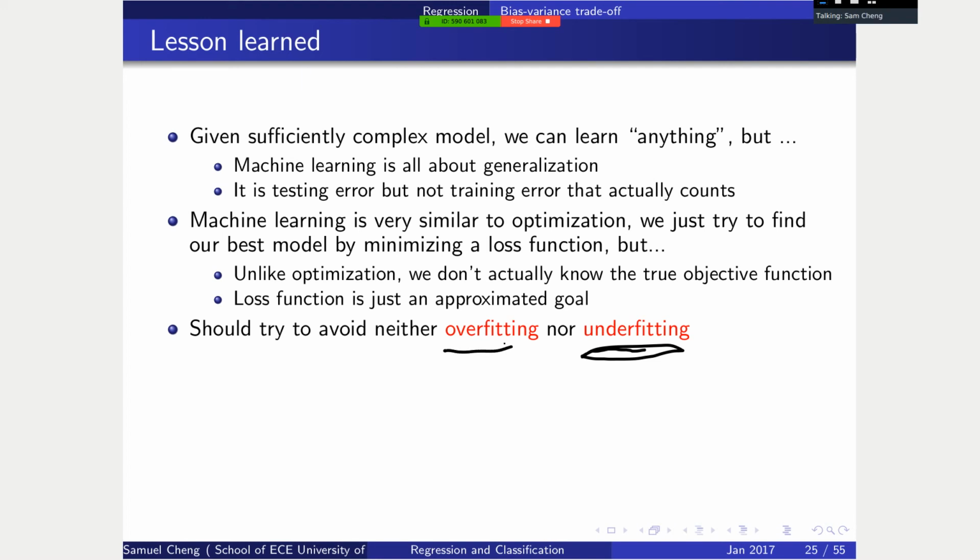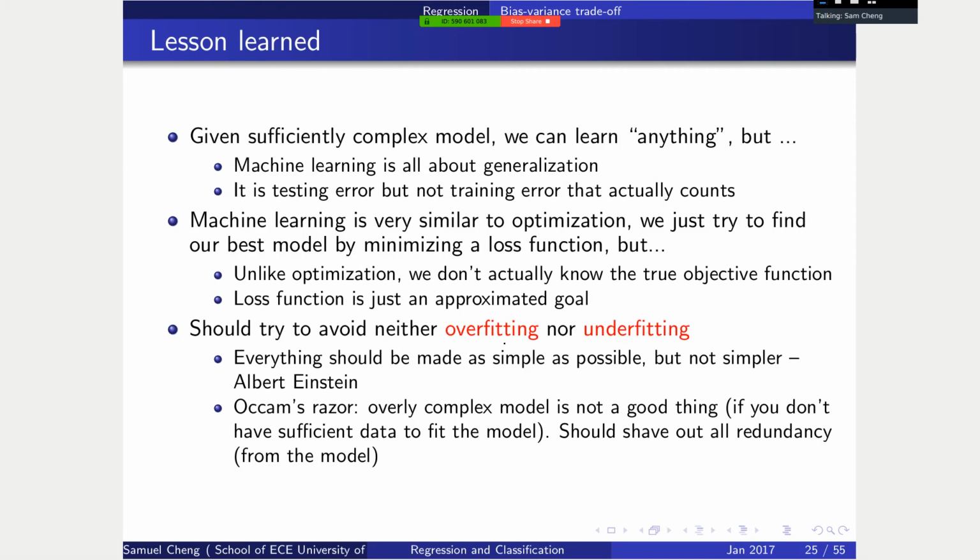It's all about generalization, right? So machine learning is all about generalization. The training error, training accuracy doesn't count. It's all the testing accuracy. So you want to be able to, after you train the model, generalize to data that you get in the future.